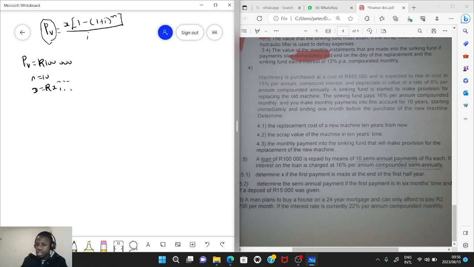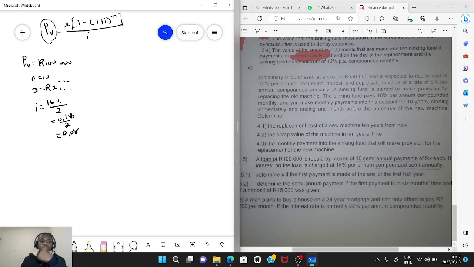It's not given, right? Now they're saying the interest on the loan is 16% per annum compounded semi-annually. Now I know my i is 16%. Because it is semi-annual, I divide by 2, so 0.16 divided by 2 has to be 0.08, right? That's your i.